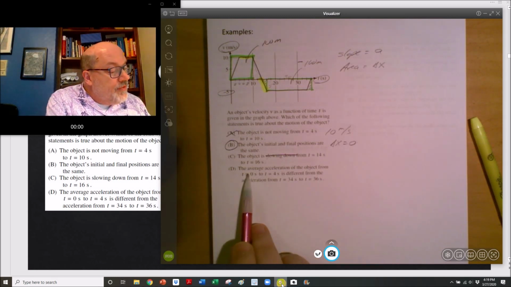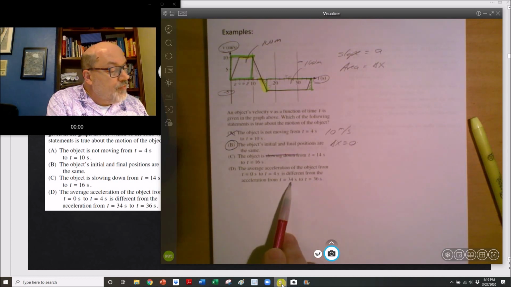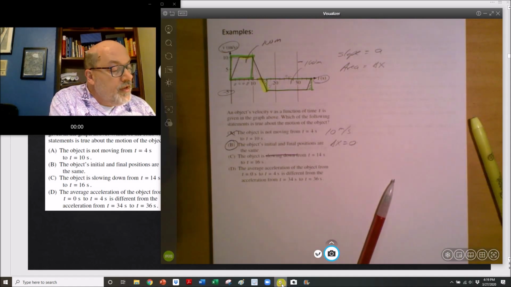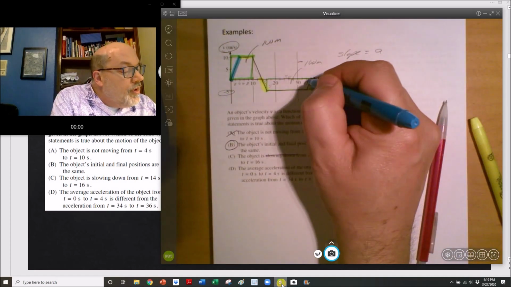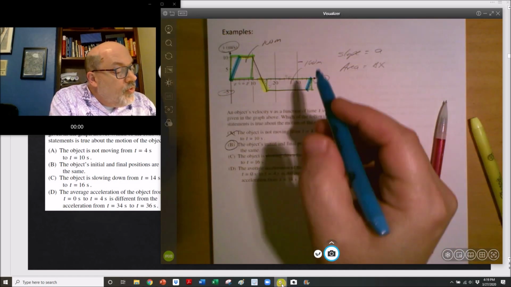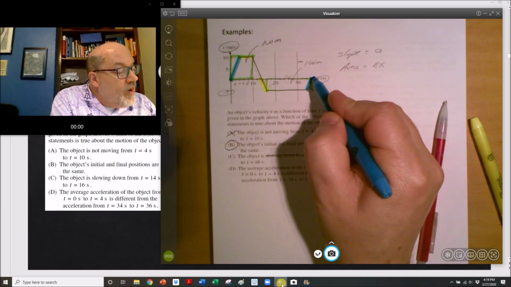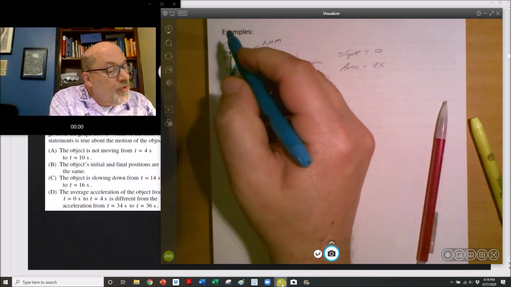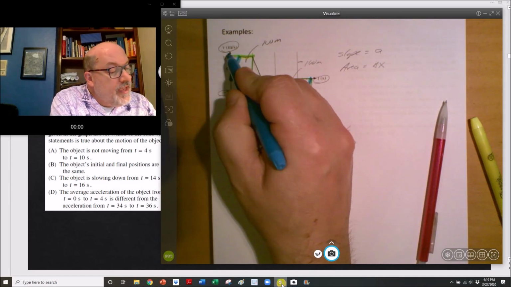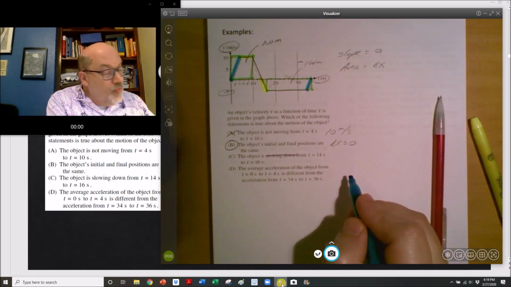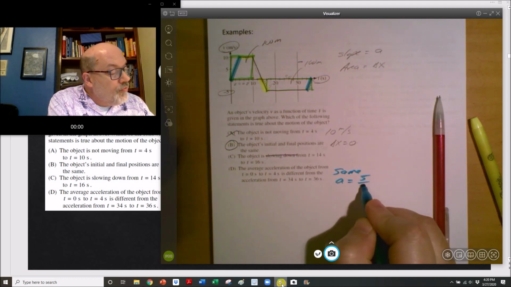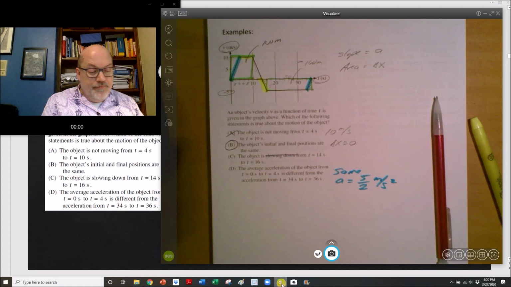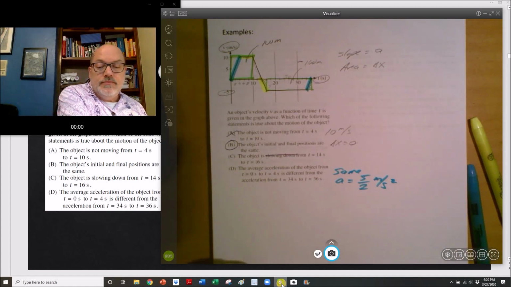And then the last one says the average acceleration of the object from 0 to 4 seconds is different than from 34 to 36. Okay, so where are those at? 0 to 4 seconds is right here, and 34 to 36 is here. So that's a rise of 5 over 2, and this is a rise of 5 over 2, or 10 over 4. So those are the same slope, so same acceleration, which equals 5 over 2 meters per second squared. All right, so our answer was B.